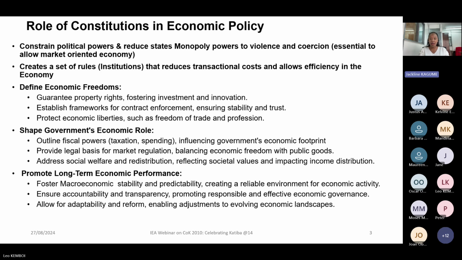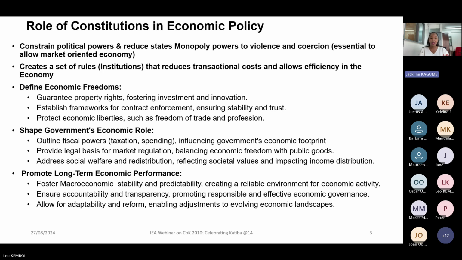Then lastly, we see that constitutions define long-term economic performance. And what we mean here is that by establishing the basic principles that would promote macroeconomic stability and predictability, constitutions in this way create a stable, predictable environment for economic activity and, hopefully, for long-term growth. So again, by requiring transparency in government action and accountability, this is intended to promote good economic governance.